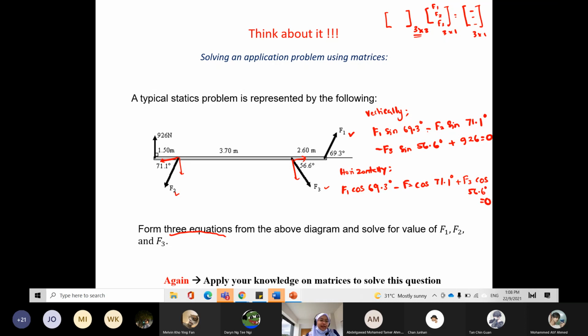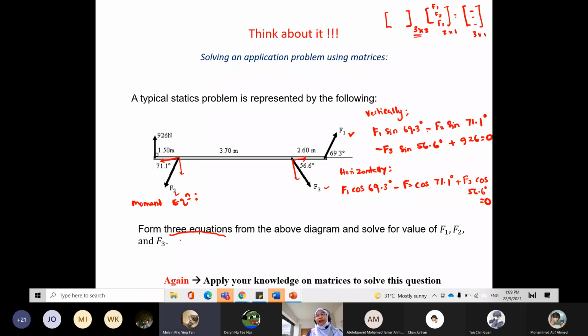So let's take the moment from this pivot. So the moment equation. How do we find the moment? Anyone know how to find moment?